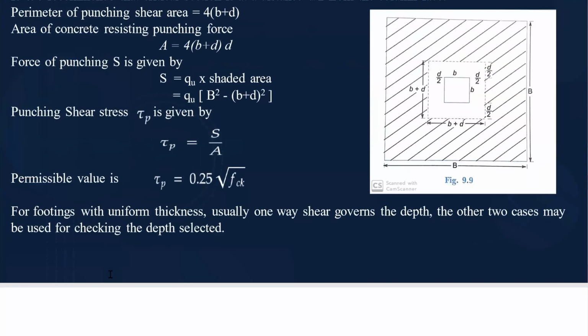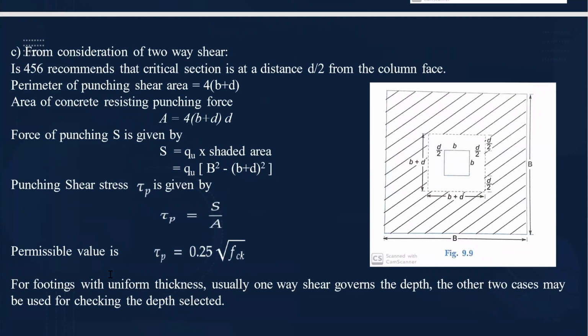Next is from the consideration of two-way shear. Two-way shear is also called punching shear. Basically what happens, this column has a punching effect on the footing. That means the column is going to push through the footing from a distance of d by 2 from the face of the column. Therefore, IS 456 recommends that the critical section for punching shear is at a distance of d by 2 from the column.